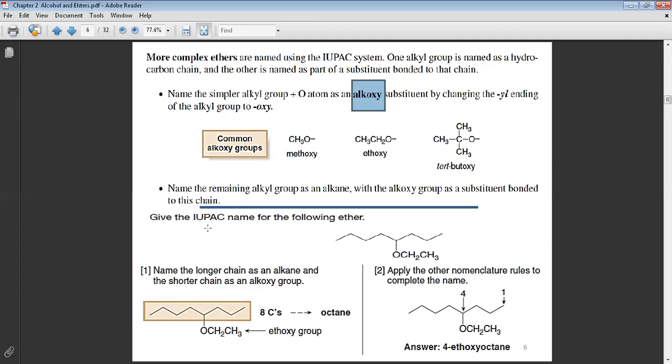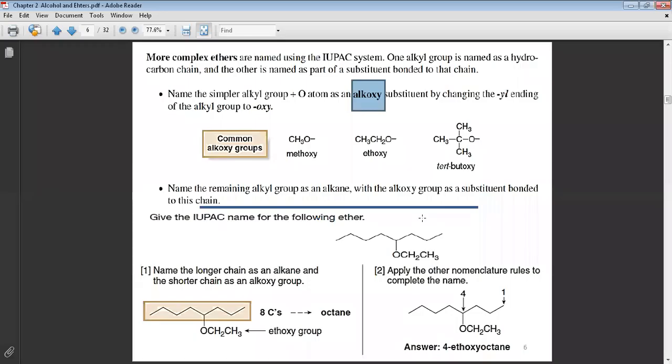Okay, we take an example like this. Give the IUPAC name for the following ether. Now, take this. This is a complex structure. If you want to use the common name for the ether, this is ethyl, but it is difficult to give the name for this alkyl group. Now we have the IUPAC system. Always, the IUPAC system is the best choice to give the name for a complex structure.